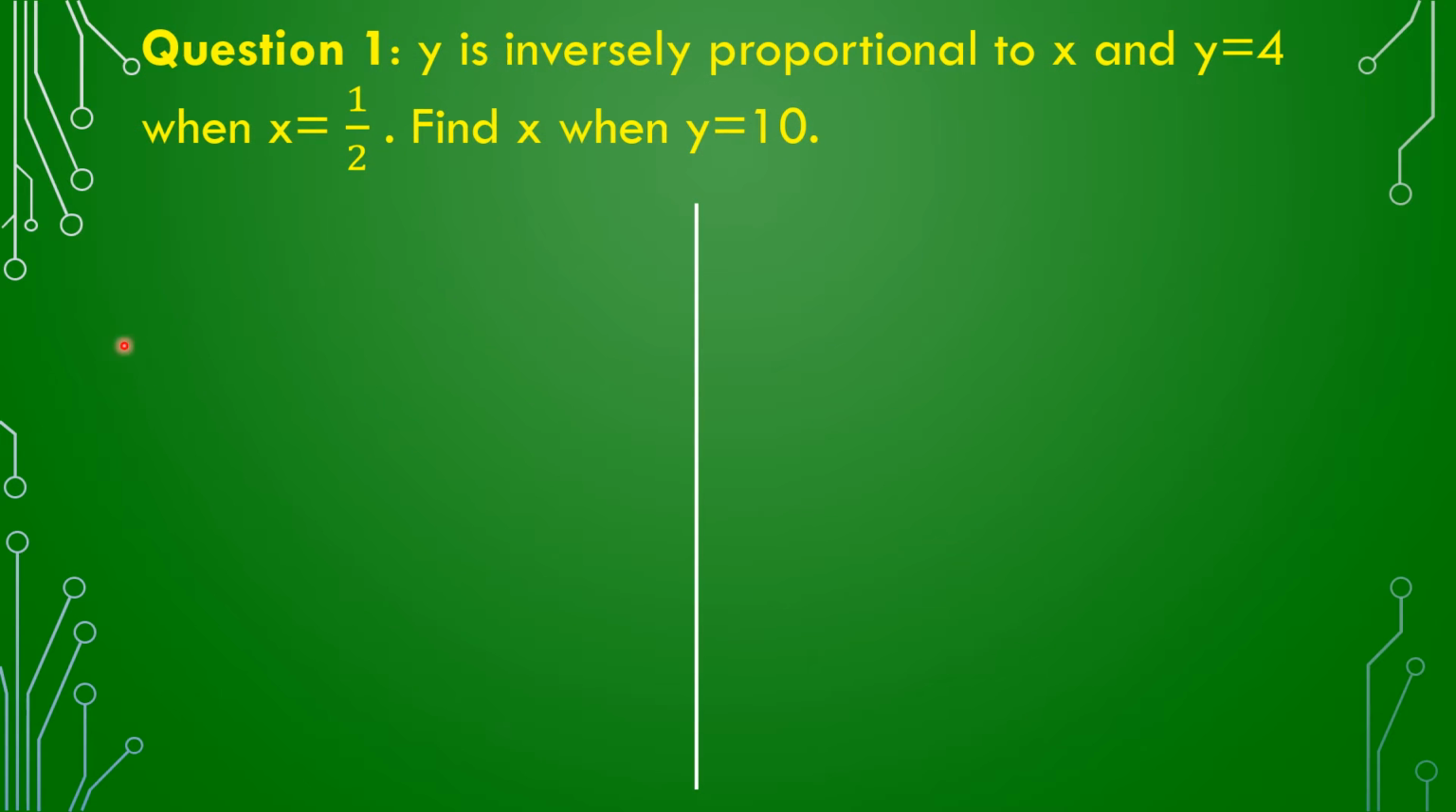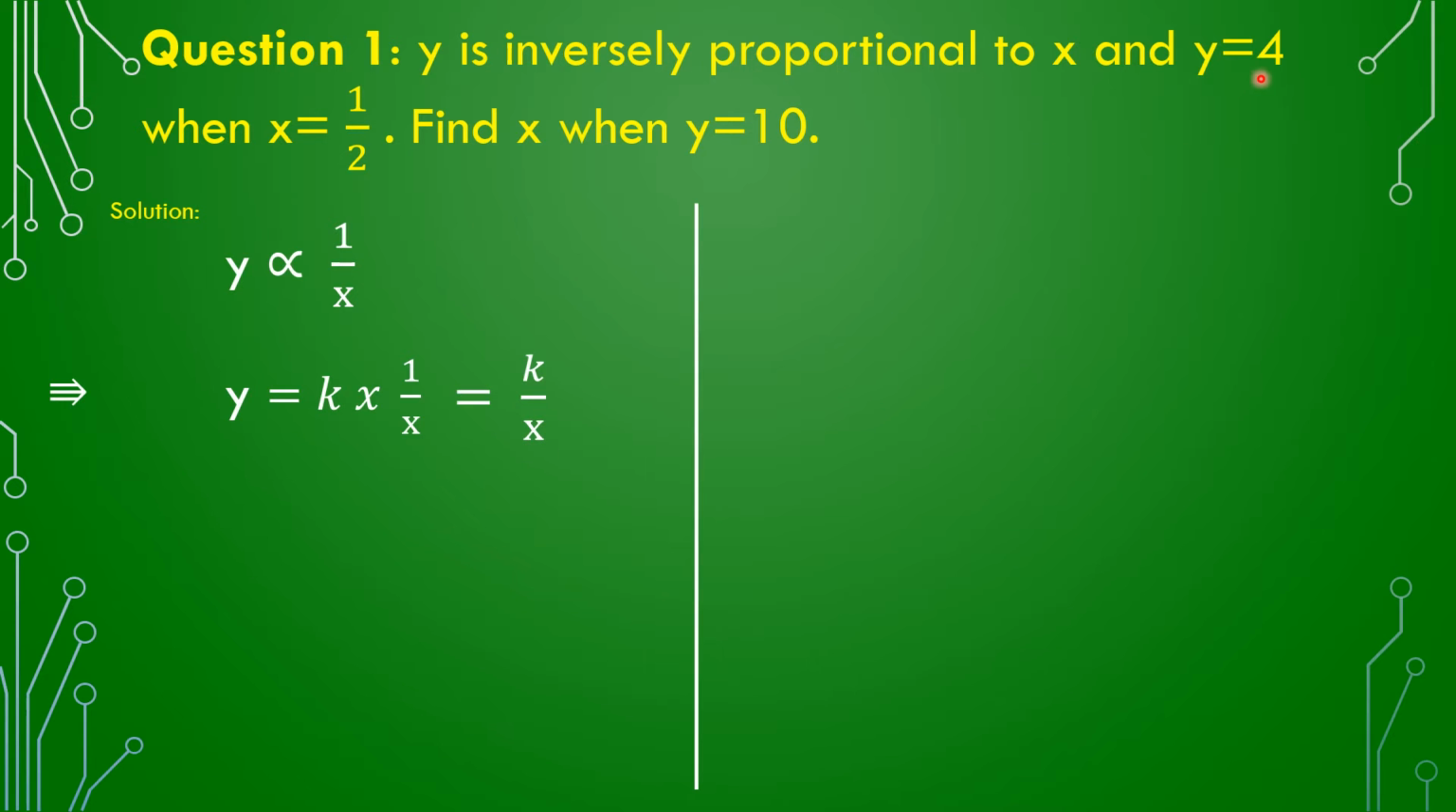So question 1: y is inversely proportional to x and y is equal to 4 when x is equal to 1 over 2. Find x when y is equal to 10. Whenever you come across an equation like this, you already know that it falls under inverse variation because of this expression here, inverse proportion. So let's go further. The solution: it simply means y varies as 1 over x. Now if you go further, you find that y is equal to k times 1 over x, which is equal to k divided by x.